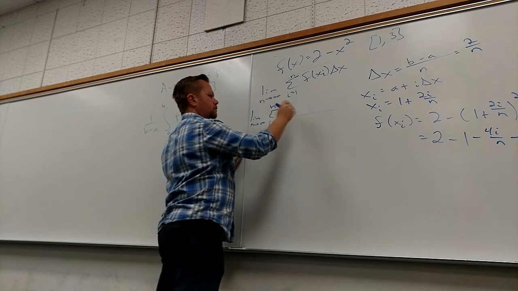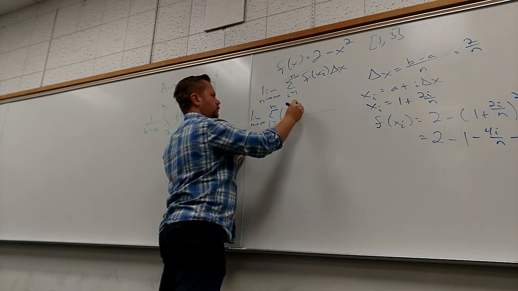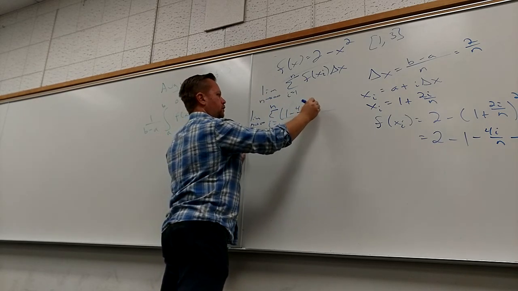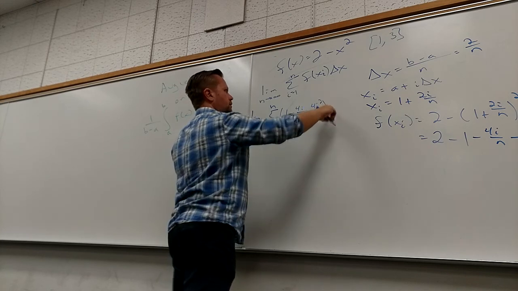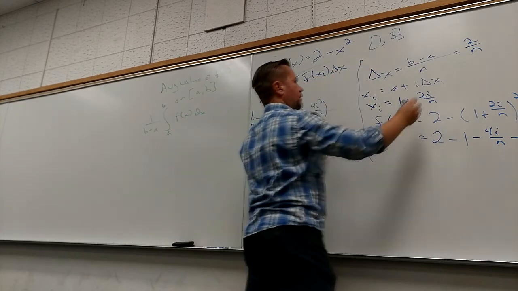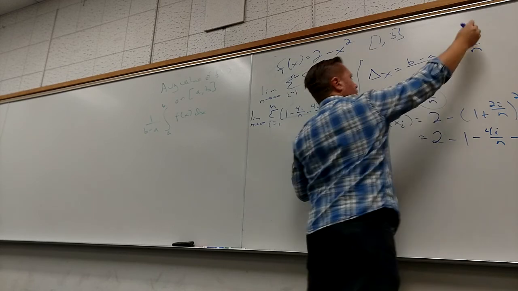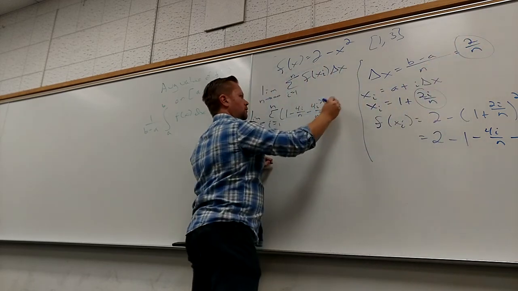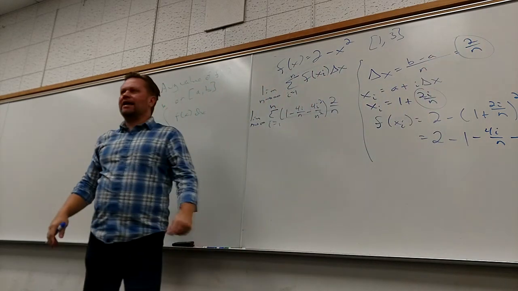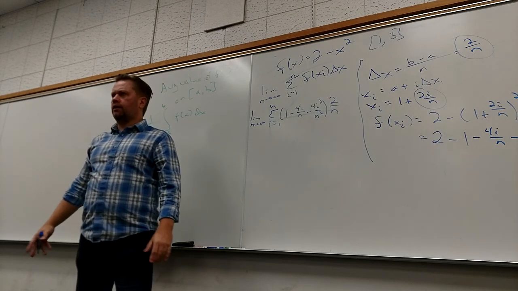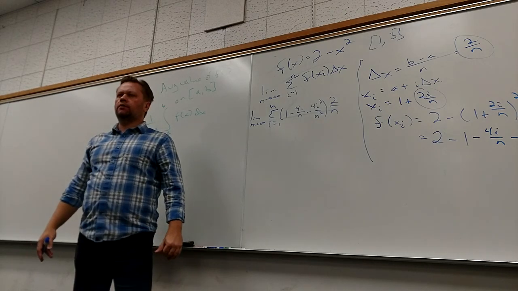So I throw all this stuff in here. Then I got 1 minus 4i over n minus 4i squared over n squared times delta x. And one of the biggest mistakes is people forget to put delta x in there. Otherwise you get an extra i, which is always freaky. You have an extra i running around.